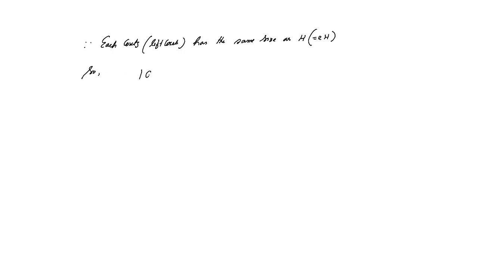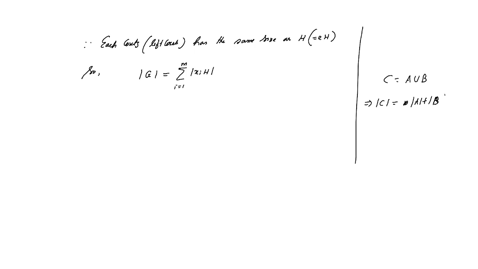So from that what we can write, order of G will be the summation of |xi H|, i equals 1 to m. Okay, because they are distinct. So you know, if the set C equals A union B, and A and B are disjoint, then order of C equals order of A plus order of B, if A intersection B equals the empty set. So here we have used this result.